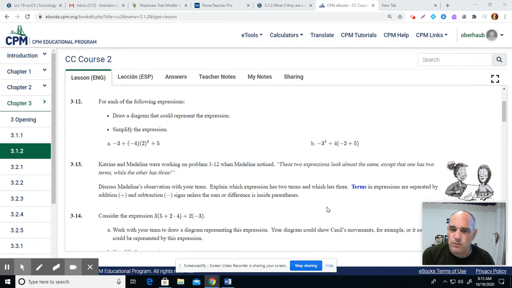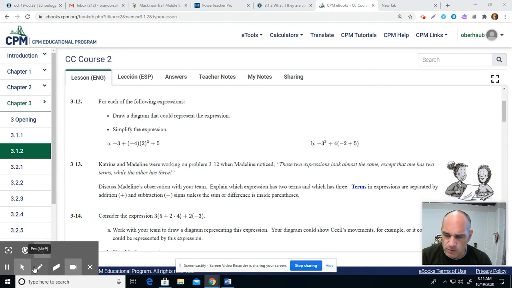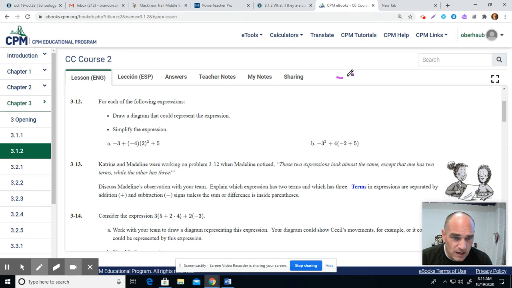All right, question 3-12. For the following expressions, draw a diagram that can represent the expression and then simplify it. So we're just going to simplify it. I'm going to rewrite it up here so I have a little more room to work. So we have -3 combined with -4 parentheses 2 to the third power plus 5.